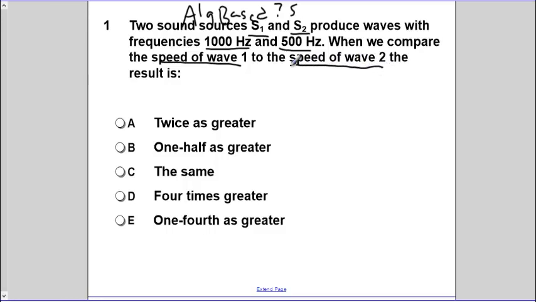This is a tricky question because most people would say the high frequency wave travels faster than the low frequency, but actually the answer is the same because the velocity of sound depends on what material it's traveling through, and both the 1000 and 500 hertz waves are traveling in air, which is about 340 meters per second depending on the temperature. That's a trick question right off the bat. The speed of the waves are going to be the same.